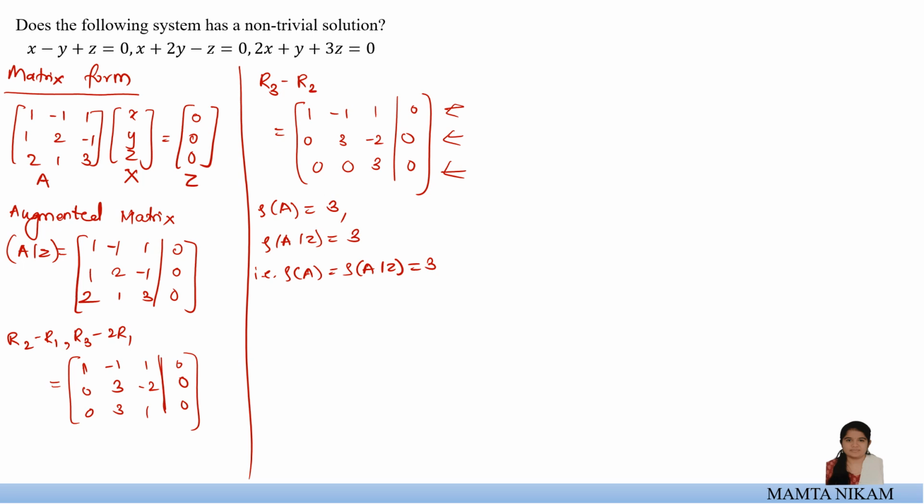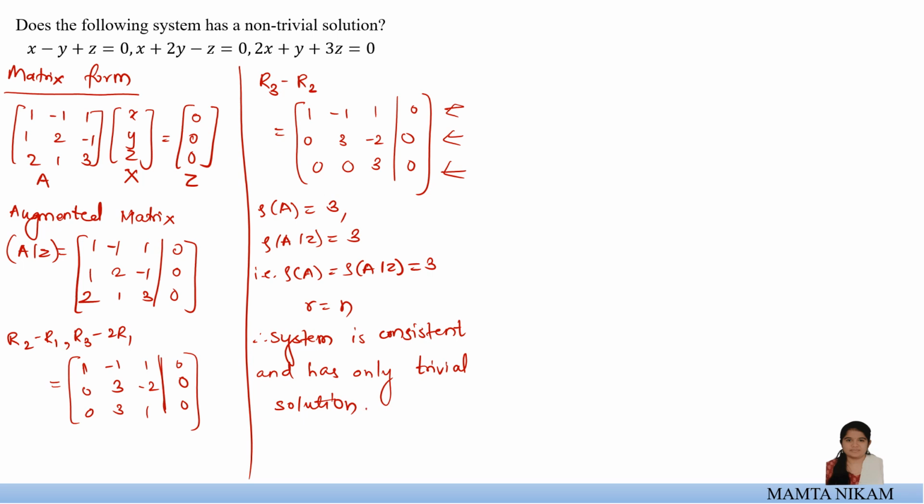And how many unknowns do we have? 3. So we observe here that rank is equal to n. So therefore the system is consistent, and when rank is equal to the number of unknowns, it is going to have only a trivial solution. So the system is consistent, we observe, and has only a trivial solution. So what is that solution going to be?